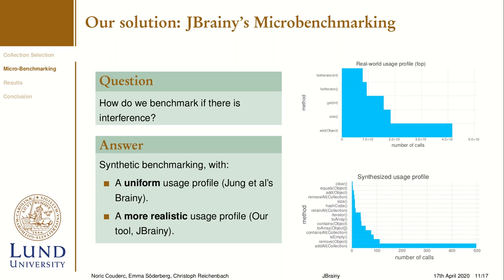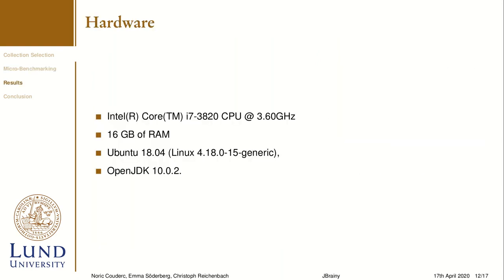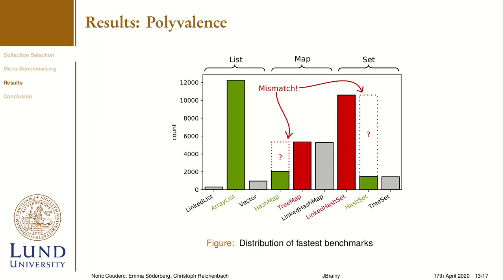And we expand a bit more on this model for usage profiles in the paper. Now, for the hardware configurations, we only tried it on one machine, and we plan to do it on more machines, and I'm going to come back to that. So now we've generated usage profiles, and we've benchmarked them, and what do we get?